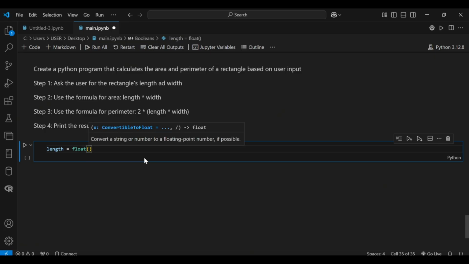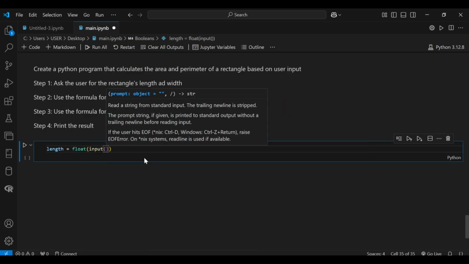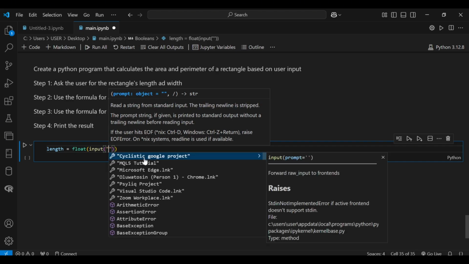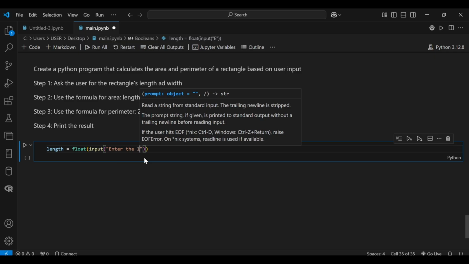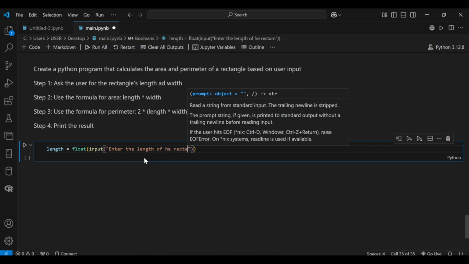okay, and then I'm going to ask for the user's input by saying input. So what do we want to ask them to input? So I'll say enter the length of the rectangle.